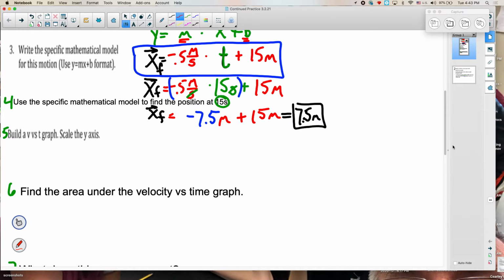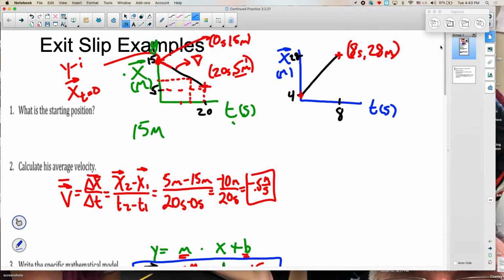Next, we're supposed to sketch out a velocity versus time graph. So a quick sketch, it doesn't have to be scaled or anything. Velocity in meters per second, clock readings in seconds. Our velocity the whole time, the slope, was constant. We had a negative constant slope from the position versus time graph. So we're looking at a negative constant slope, which had a value of negative 0.5 meters per second the whole time.